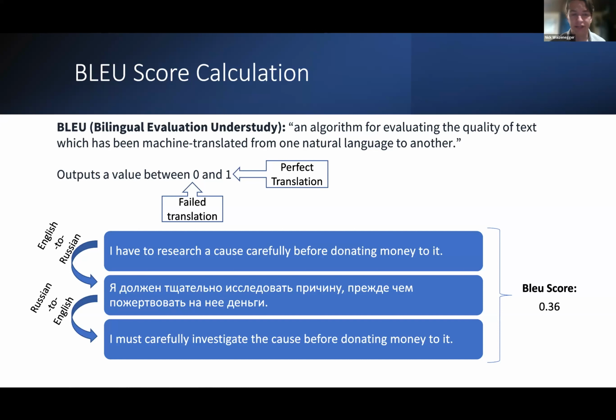Getting to the BLEU score, it stands for bilingual evaluation understudy. It gives you a score from 0 to 1 to see if you are doing a great translation or not. As you can see in the example below, we start with a phrase in English, translate it to Russian, and then put the Russian phrase back into the translation software to give us an English phrase. The BLEU score compares the first English phrase to the last English phrase and gives you a score of 0 to 1.